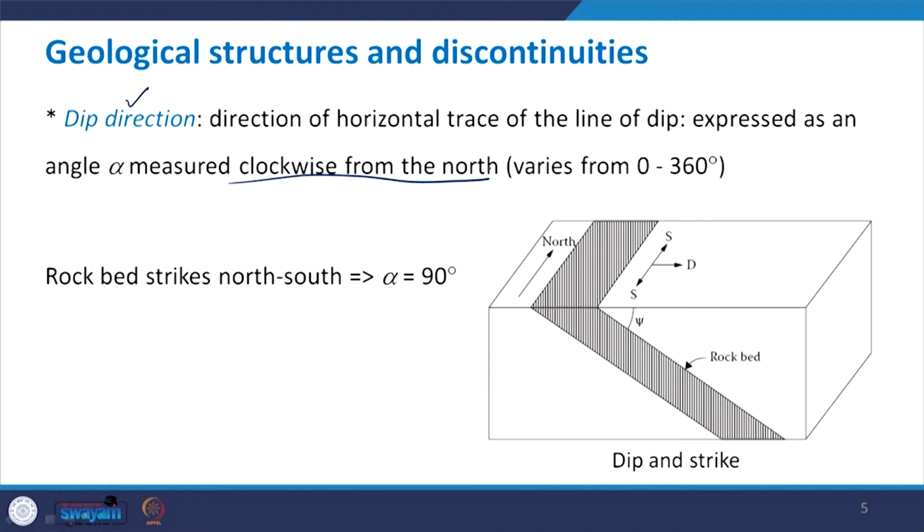Now, see, in this case the rock bed strikes north south. This is the north and then it is the south direction, and therefore, the angle alpha works out to be, that means it is the angle from the north. So, north is this direction. So, this angle is 90 degrees, and therefore, dip direction in this case is 90 degrees.